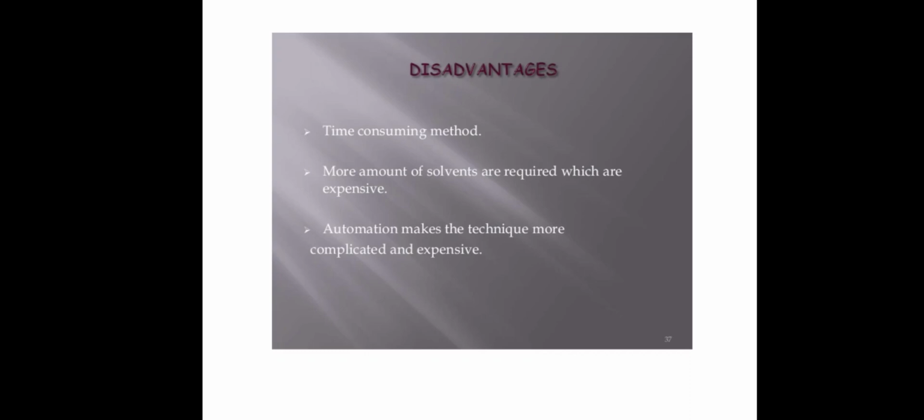It is a time consuming method. We cannot say it is a 1 hour column, it is a 2 hour column. So time consumption is the biggest disadvantage. More amounts of solvents are required, which are expensive. Automation makes the technique more complicated and expensive. So automation is very difficult in column chromatography.